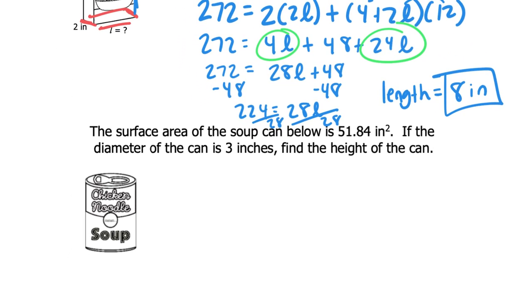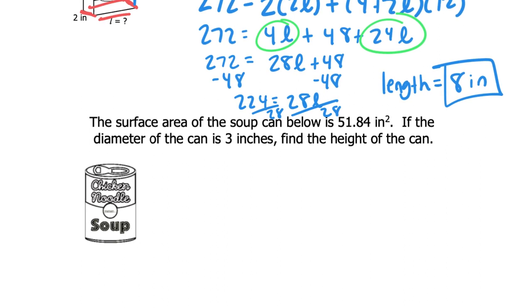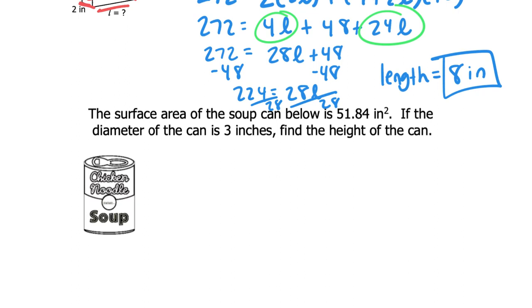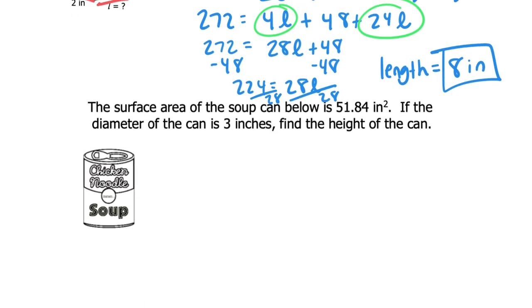So the surface area is 51.84. If the diameter is 3, find the height. So it's a cylinder. They give me some information. So I like to try to find, if the diameter is 3, then the radius is 1.5.